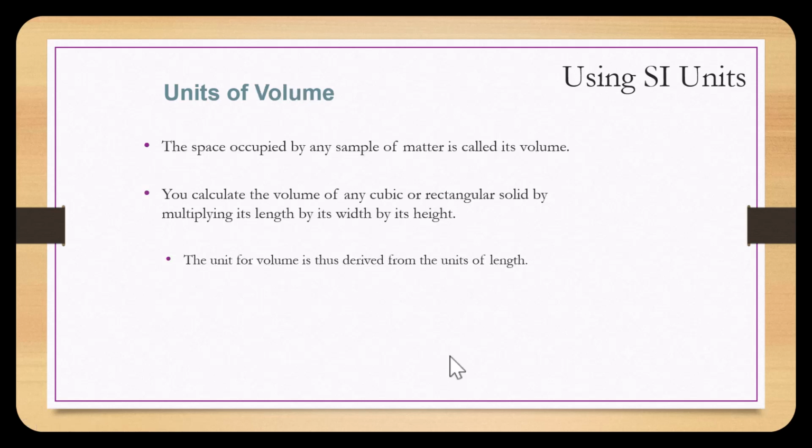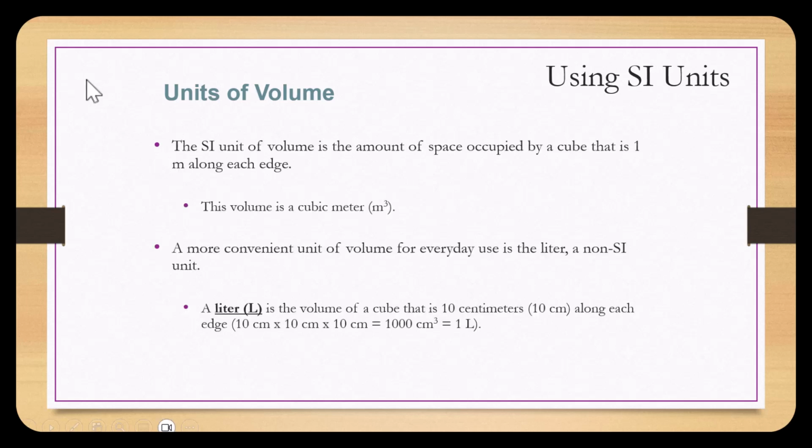The space occupied by a sample of matter is called its volume. You calculate the volume of any cubic or rectangular solid by multiplying the length by its width by its height. The unit of volume is thus derived from the units of length. The SI unit of volume is the amount of space occupied by a cube that is 1 meter along each side. This volume is a cubic meter.